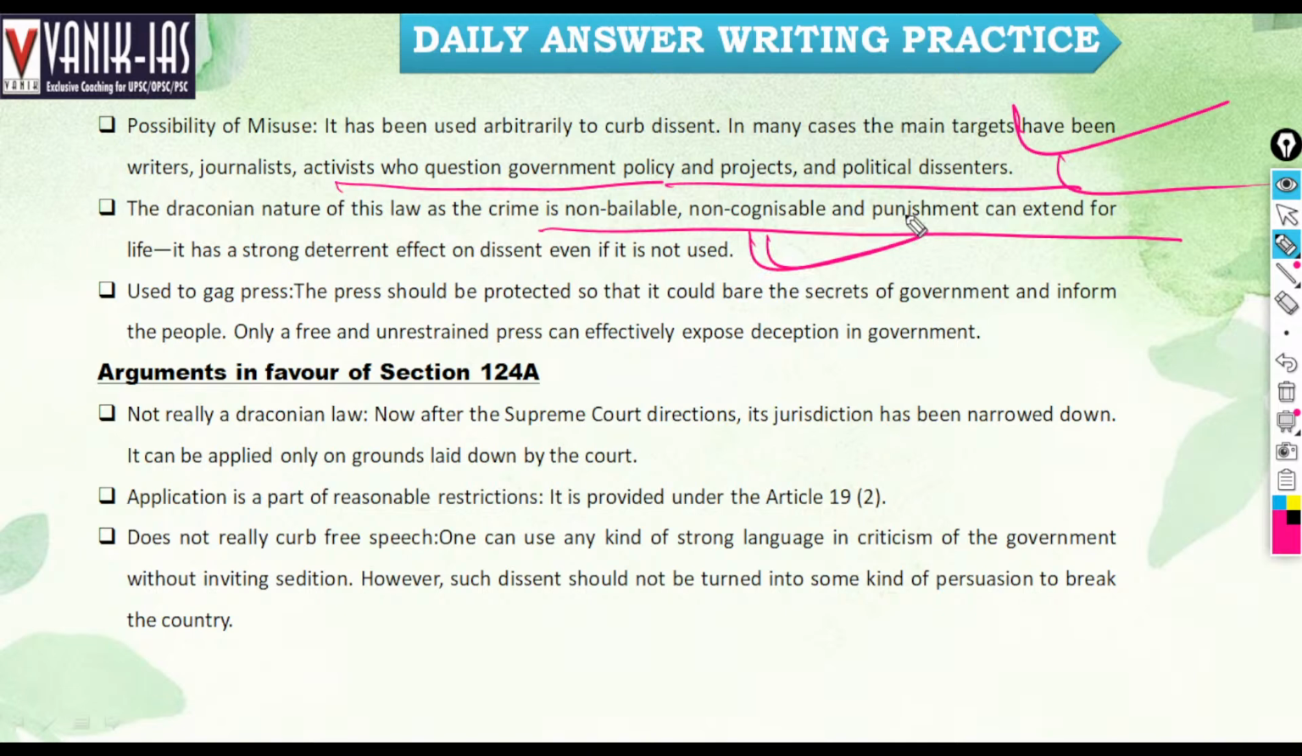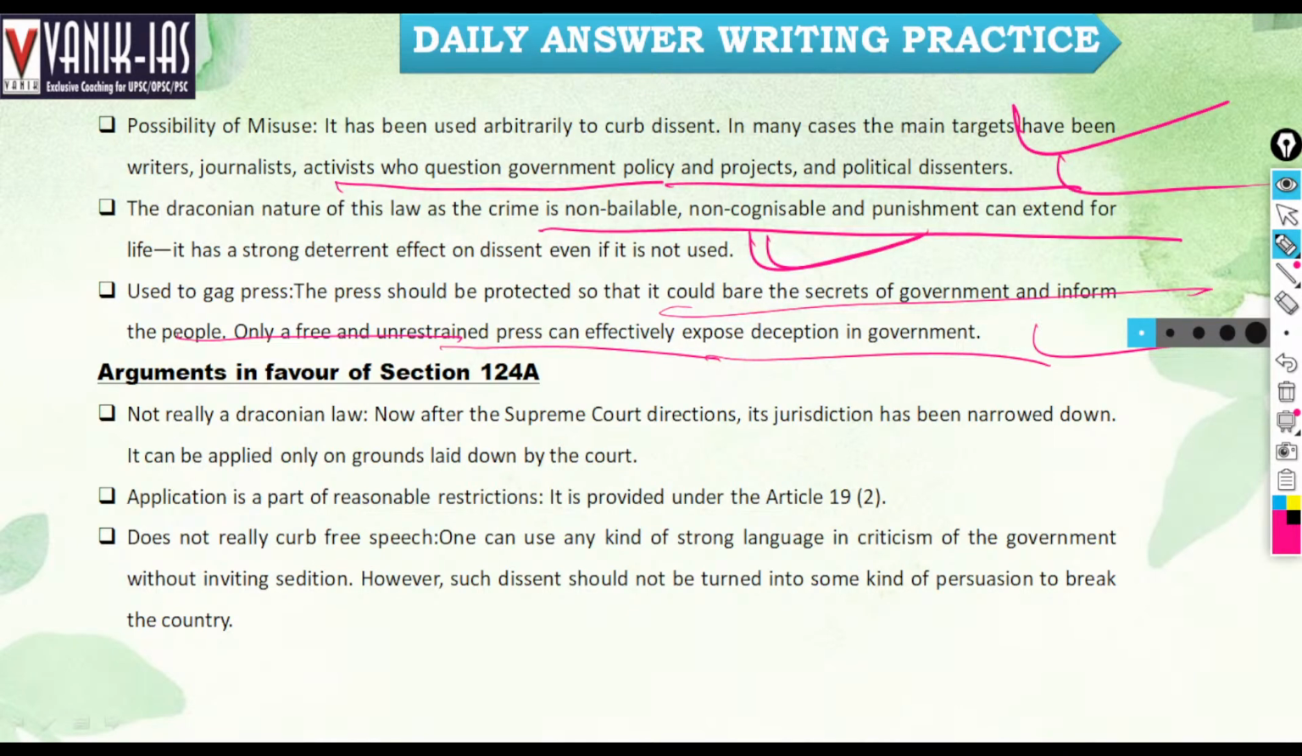It has a strong deterrent effect on dissent, even if not used, right? To do something against the country, to incite violence, there is a provision of lifetime imprisonment. That's why it creates a deterrent. That means it stops those people from acting in such a manner. Used to gag the press. The press should be protected so that it could expose the secrets of the government and inform the people. Only a free, unrestrained press can effectively expose the deception of the government, right? So it is used to control the press as well.